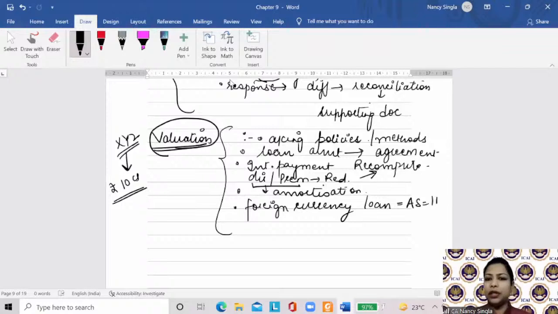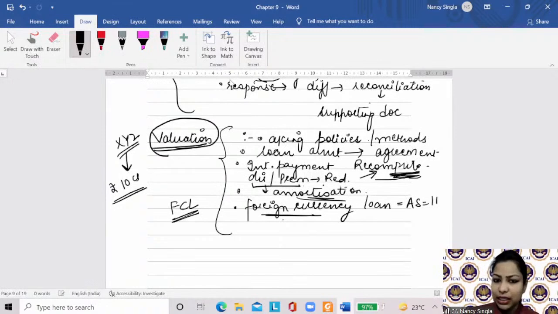So very simple, accounting policies dekhne hain, methods dekhne hain. You have to see whether loan amount is in agreement with whatever has been mentioned in the loan agreement, okay, or the debenture trust deed. Then interest payments or discounts or premium on redemption, auditor can recompute them. Then amortization of the discount or premium on the redemption of shares. And if any foreign currency loan has been taken, then auditor can verify it in terms of AS 11, that is effects of changes in foreign exchange rate. Okay, effects of changes in foreign exchange rate. Tell me whether it is clear. So far we have done about existence, completeness, valuation.